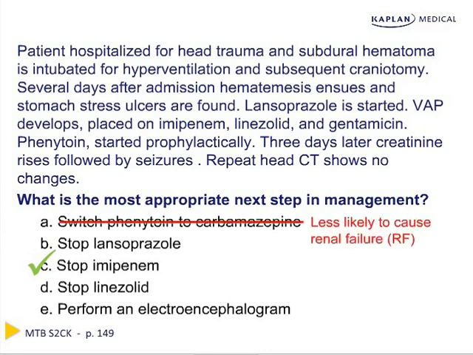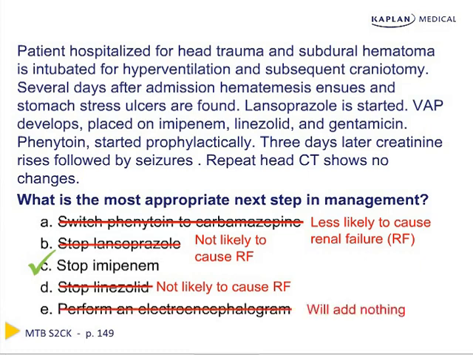The first answer is wrong because carbamazepine is really no more effective than phenytoin at stopping seizures, and less likely to cause renal failure. Stopping lansoprazole is also not likely to cause renal failure. Linezolid has no renal toxicity, and an EEG will add nothing in this situation. We know the patient is having seizures. The key point here is that imipenem makes it easier for patients to have seizures.